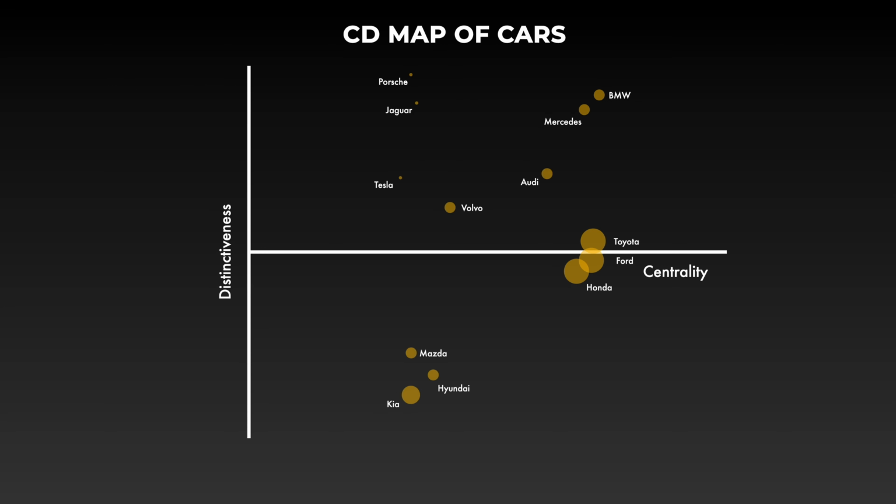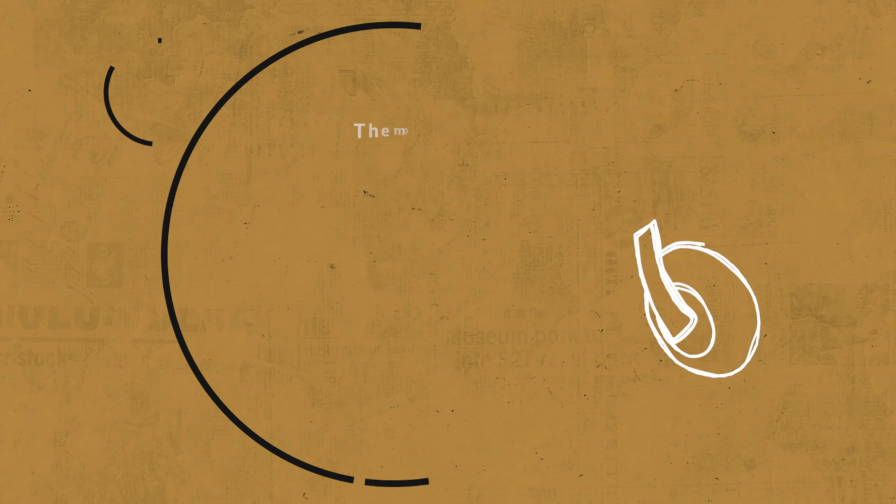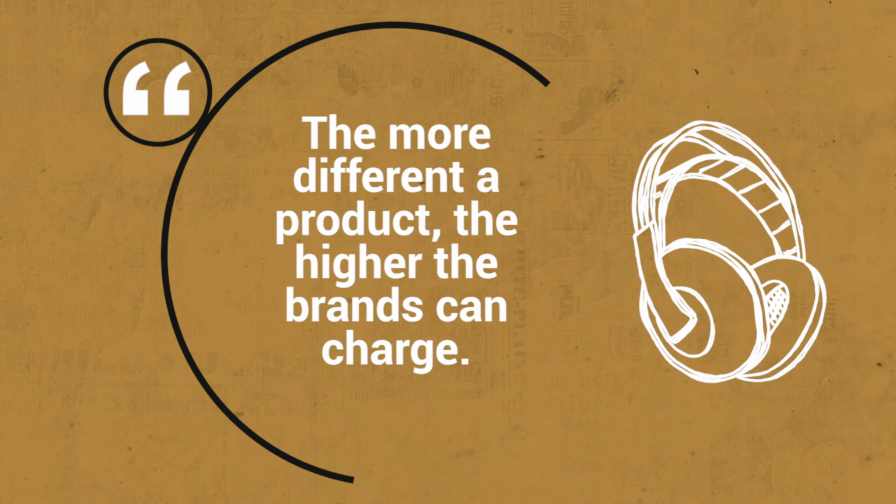Here we see that Toyota has the highest score in centrality, and therefore had the highest sales for passenger cars in the United States. And we see that even a slight boost in centrality can lead to a dramatic sales increase for a brand. And if you look at Porsche, which has the highest distinctiveness, you'll notice that the sales volume is meager compared to Toyota. So if higher distinctiveness leads to lower sales, why do brands strive to be more distinct? Well, this is where pricing comes into action. The more different a product, the higher the brands can charge.